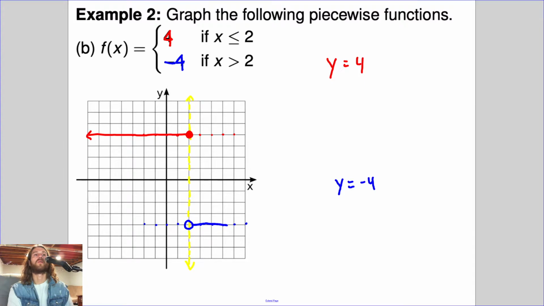To the right. So our function is at 4, 4. It continues at 4, 4, all the way to 2, and then at 2, it's still at 4. But as soon as I get any bigger than 2, just an infinitesimally small increase is going to bump me down to negative 4. Hold on, let me get in for the close-up. I'm just talking about, it's going to put me down at negative 4.